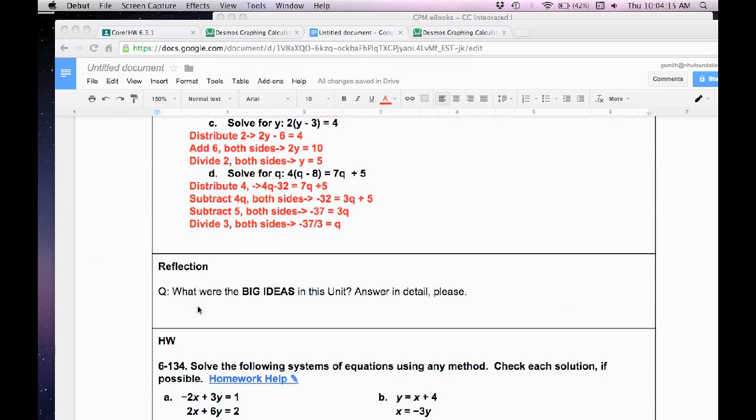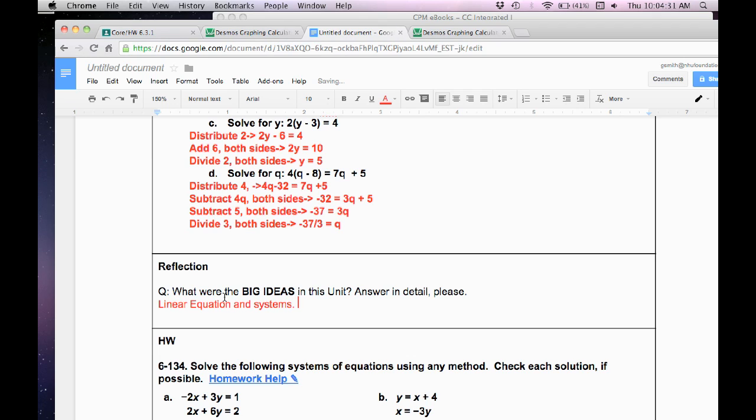All right, last thing we got here is our reflection. It says, what were the big ideas in this unit? Answer in detail, please. Big ideas were things like, well, of course, linear equations and systems.